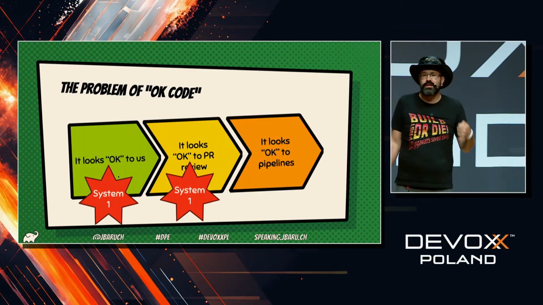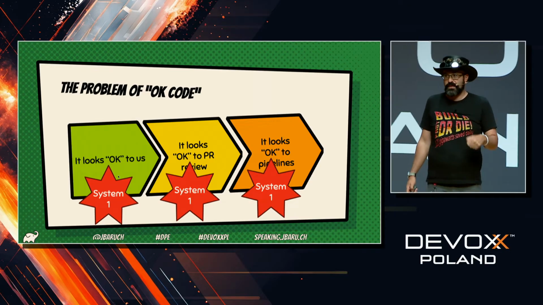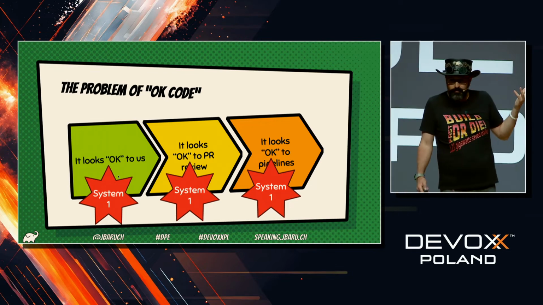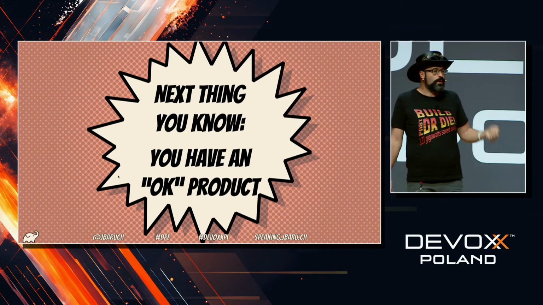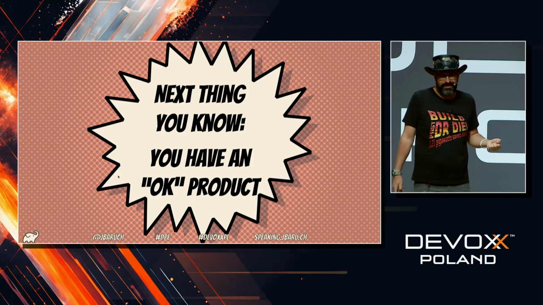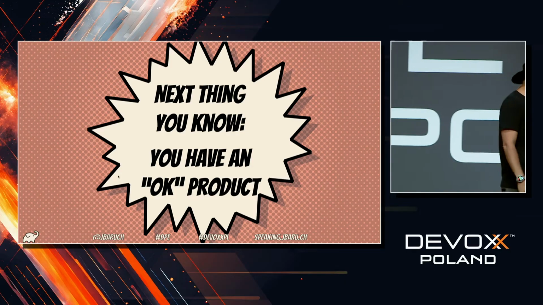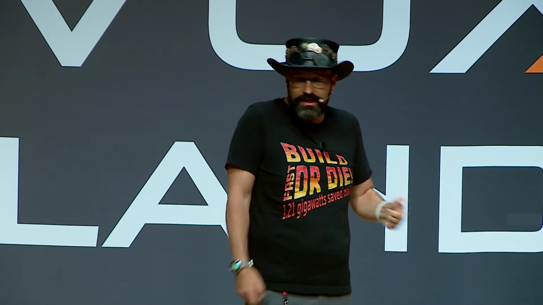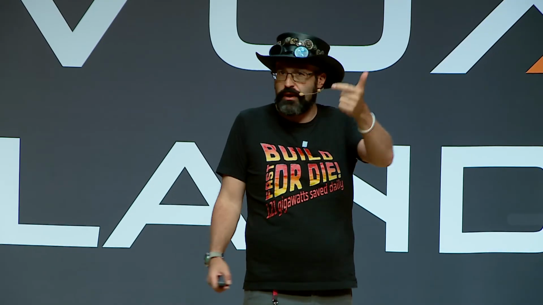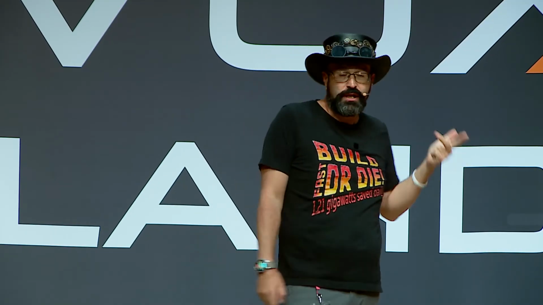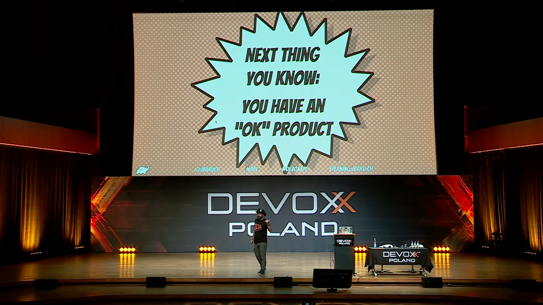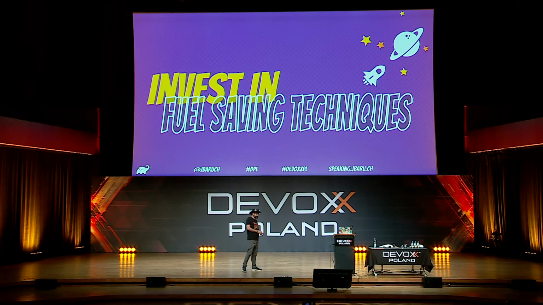And it also looks OK to our pipelines, because our pipelines just validate naive and easy stuff to implement. And then we end up with an OK product. And an OK product is not the best product we can do. Bad code is bad outright. We catch it, the PR reviewer will catch it, our pipelines will catch it. Bad code is easy to shut down. OK code flies under the radar, and then we end up with an OK product, and we definitely don't want that.